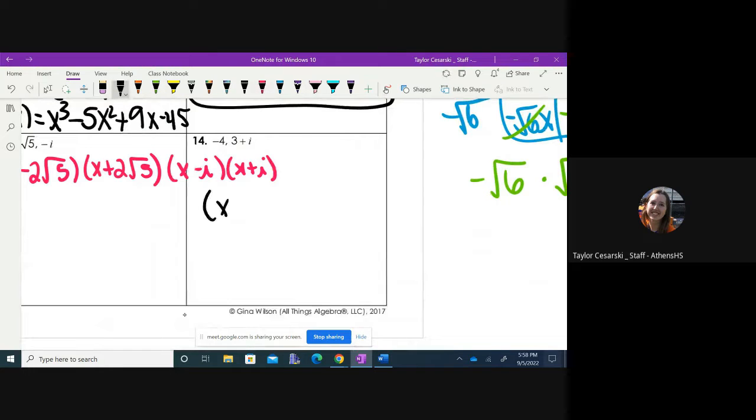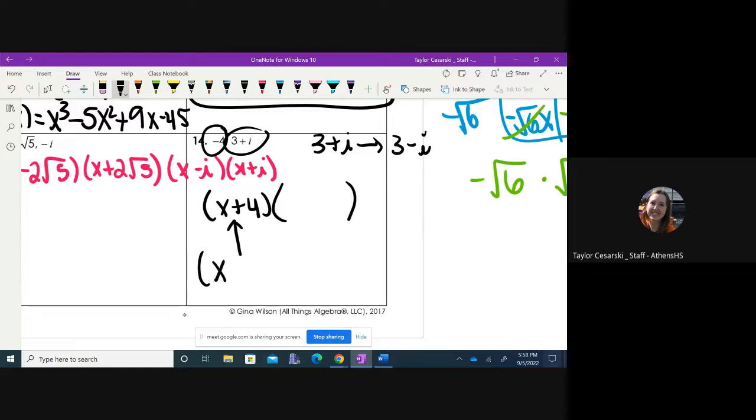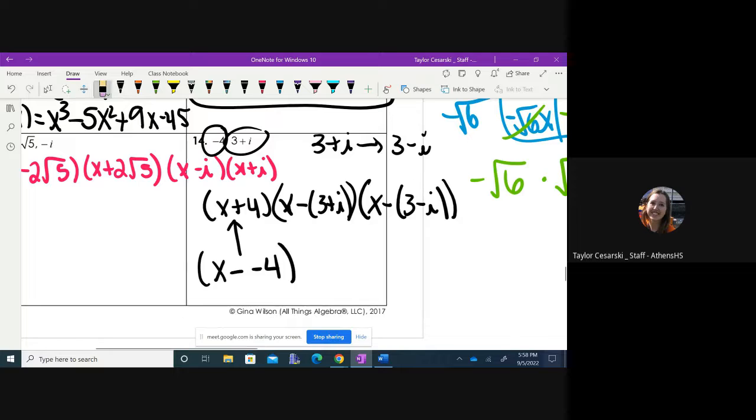So I know I'm going to have x plus 4 to represent that negative 4, and then I have 3 plus i, so I also have to have 3 minus i. Okay, now you're always subtracting with your roots. So really, I could have represented this as x minus negative 4. I just know that that turns into an x plus 4. So x minus 3 plus i and x minus 3 minus i. Now, that's a lot of parentheses going on, okay? But just big idea here is you're always subtracting your roots, okay?